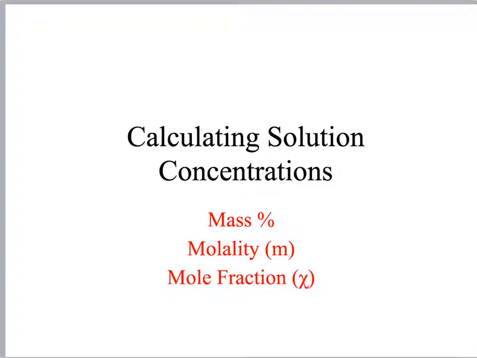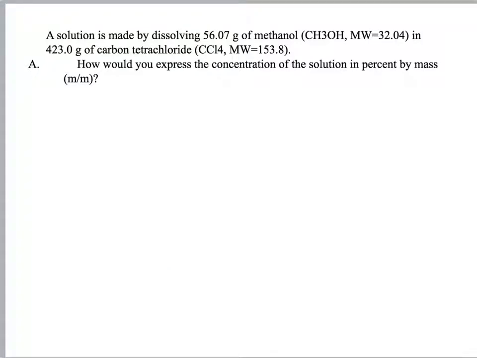Here's a quick video on calculating solution concentrations in mass percent, molality, and mole fraction. So if we made a solution by dissolving 56.07 grams of methanol in 423 grams of carbon tetrachloride, the question is, how do we express the concentration of the solution by mass percent?